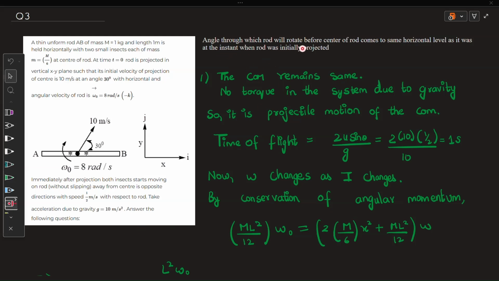The only question is the angle through which the rod will rotate before the center of the rod comes to the same horizontal level as it was at the instant when the rod was initially projected. So this seems to be a very big and complex question.